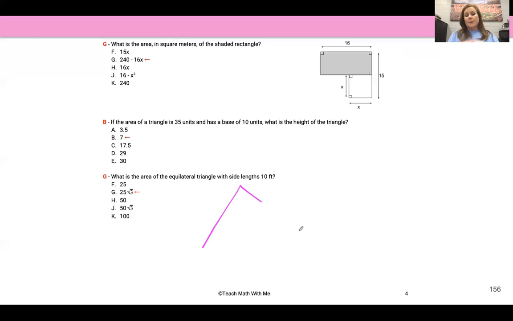Equilateral triangle. So if it's equilateral, I know all sides are the same. So 10, 10, 10. I also know if it's equilateral, every angle is 60. And they want to know what the area is. Ooh. It's kind of hard because I need to know what a height is, don't I? Yeah. This is where it would get tricky.